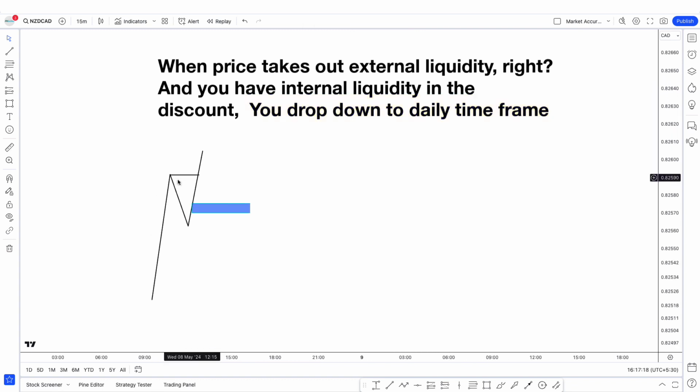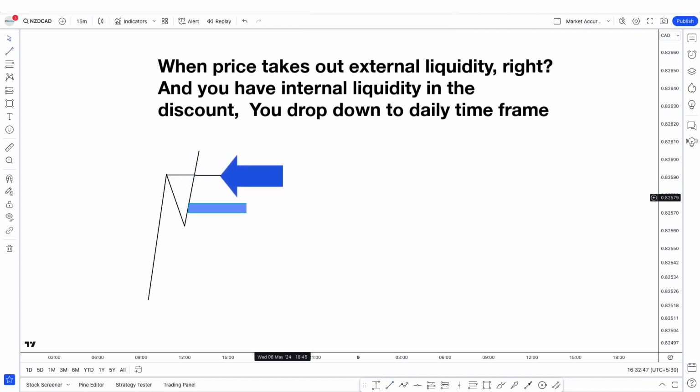Daily time frame, remember? And simply, you look for a clean market structure shift. So let's say there is a low here on a daily time frame. We took out the monthly external liquidity. We have the monthly fair value gap, which is the internal liquidity. You wait for price to take out, do a market structure shift on a daily time frame.